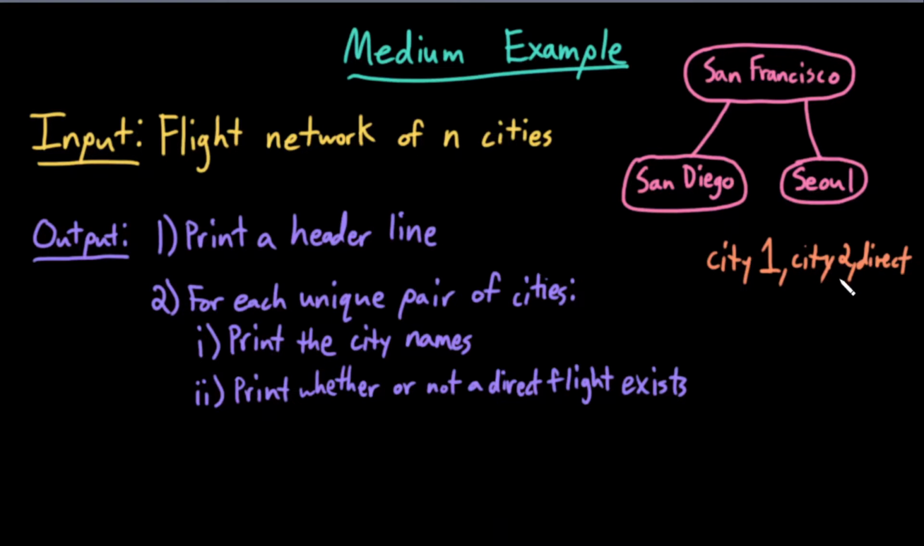Right, so city 1, comma, city 2, comma, direct. And then now for each of my unique pairs of cities, well, let me try one pair of cities, San Diego and San Francisco. I'm printing the names of the cities, San Diego, San Francisco, and then whether or not a direct flight exists. Yes, a direct flight does exist.